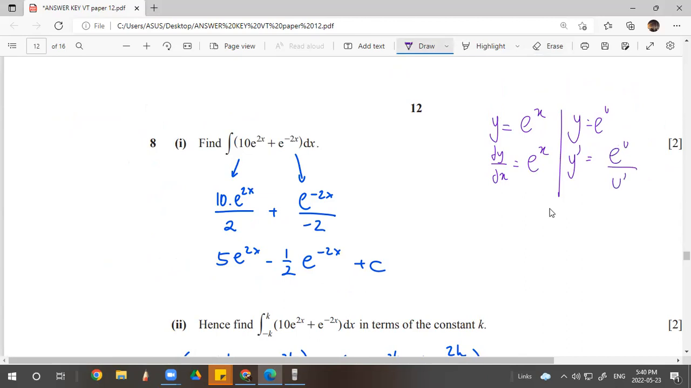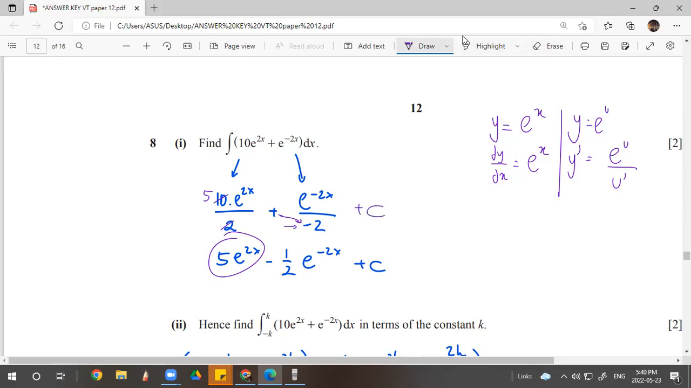So now 10 is the number itself, 10 e power 2x, right? And then you divide by the derivative of the power. The derivative of 2x is 2, right? Just like that. And then e power negative 2x, so the number itself, e power negative 2x, divided by the derivative of negative 2x, right? So this will be the chain. Negative 2x becomes negative 2. And then what to do next is simplify. You can cross the 2 and 10 by 5, and then 5 times e power 2x, and then plus, with the minus, becomes negative 1 over 2 e power negative 2x plus c.